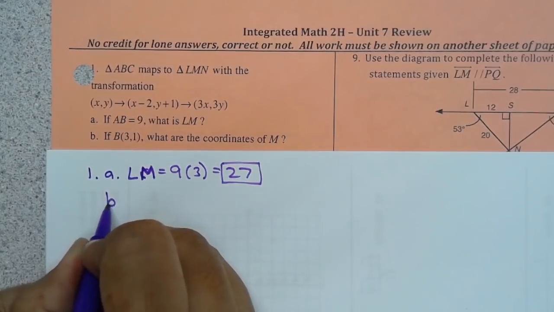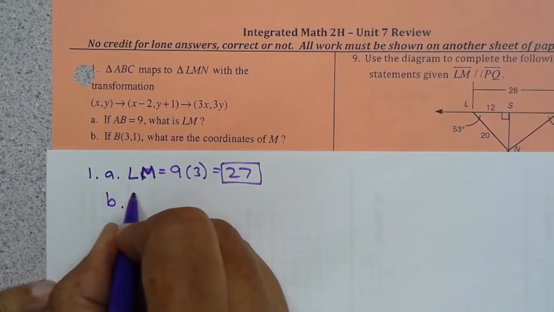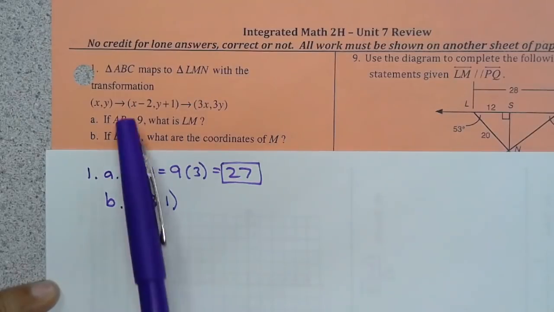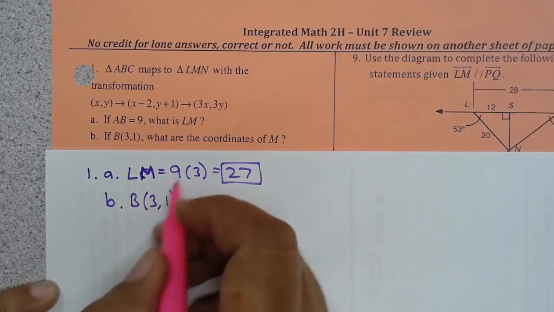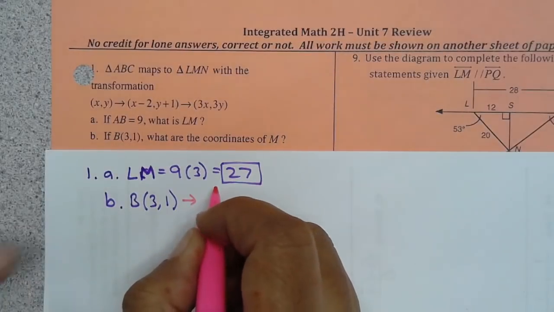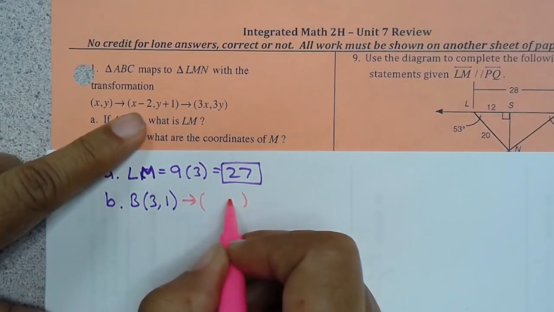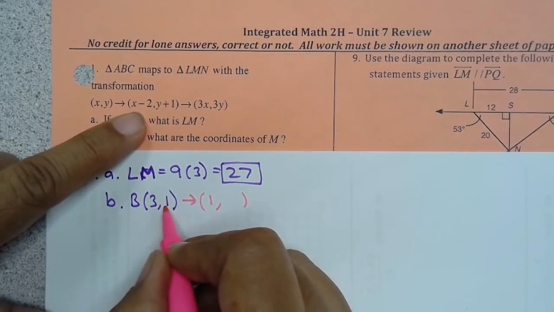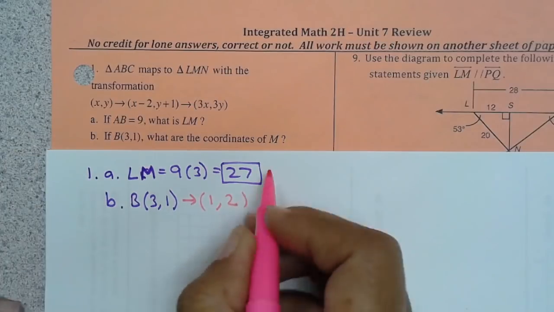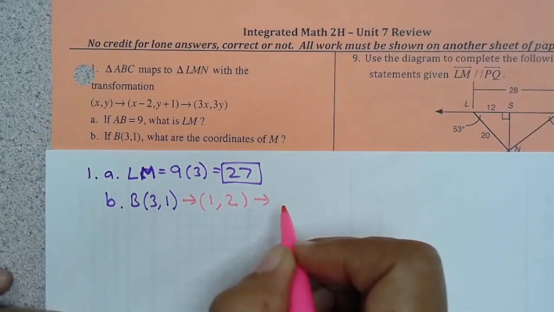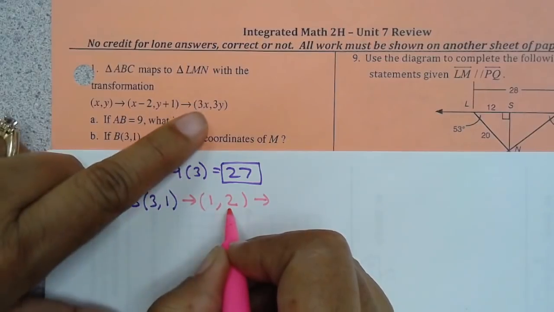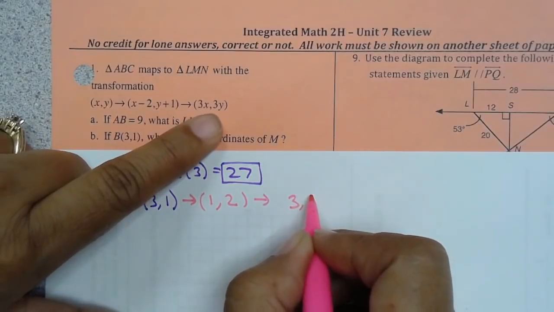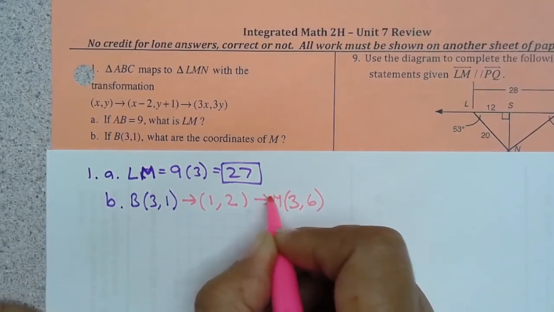All right, part B. So if we have B as (3, 1), what's the coordinates of M? So we're going to have to go through this transformation here. So if this is the original coordinate, I'm going to go ahead and take the first transformation, and we're going to take the 3, plug it in for x. So 3 minus 2 is 1, and 1 plus 1 is 2. And then we're going to do one more transformation. We're going to take this new coordinate and multiply them by 3. So 3 times 1 is 3, and 2 times 3 is 6. So this is your new coordinate for M.